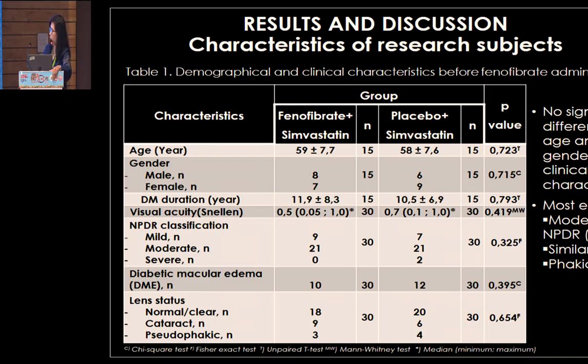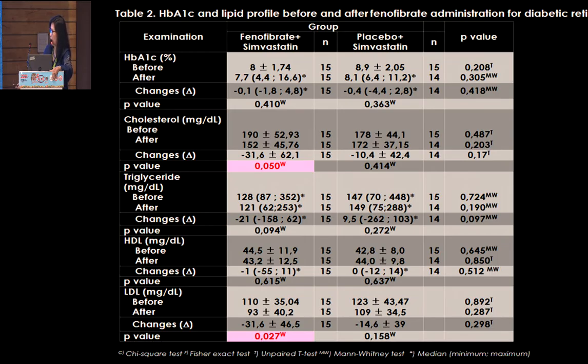We see that the demographic and clinical characteristics between the two groups were similar. Most eyes were categorized as moderate NPDR, with similar proportions of patients with DME, and most of the patients are phakic. And we see here the blood parameters, the blood control and cholesterol lipid profile between the two groups were also similar. But as you see, after treatment in the fenofibrate group, there's a significant decrease in cholesterol levels and also LDL cholesterol level.